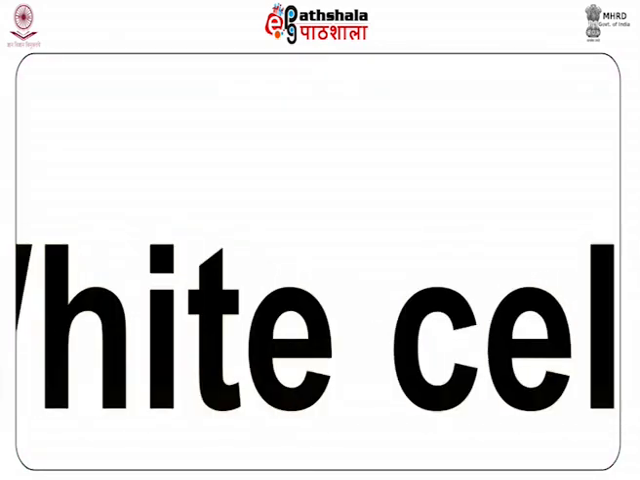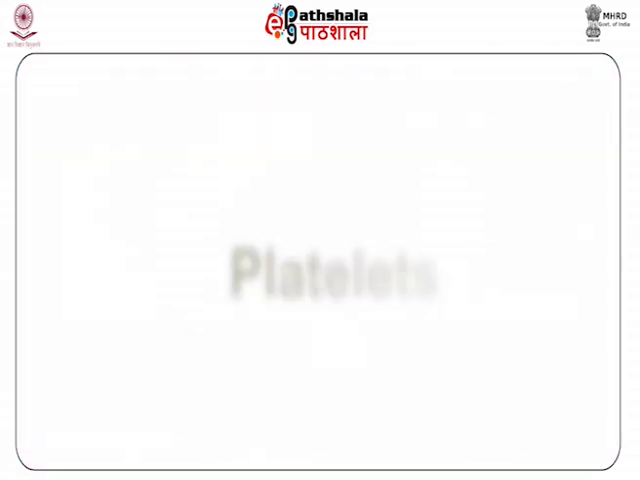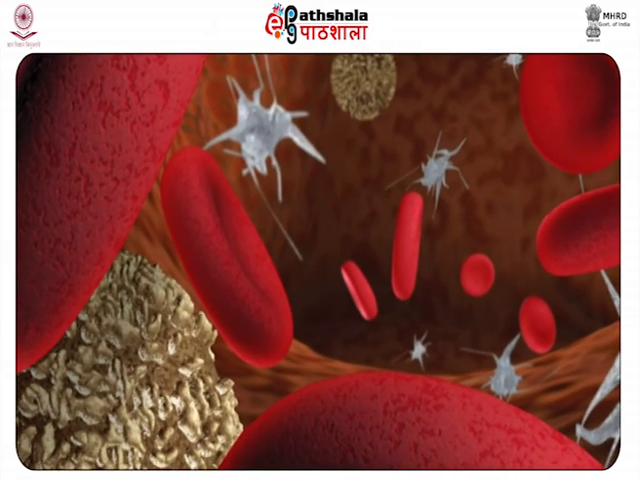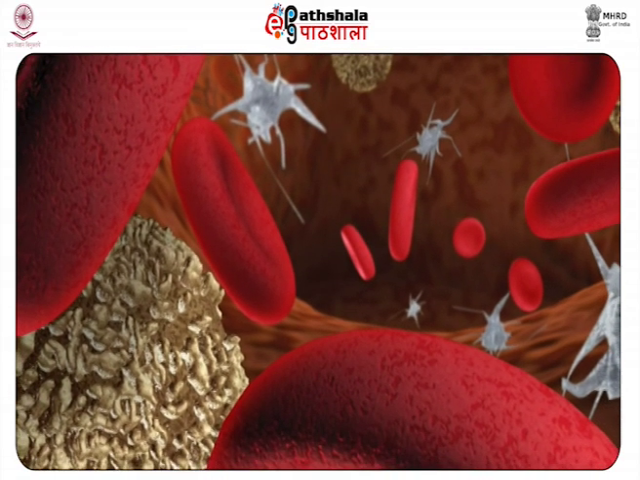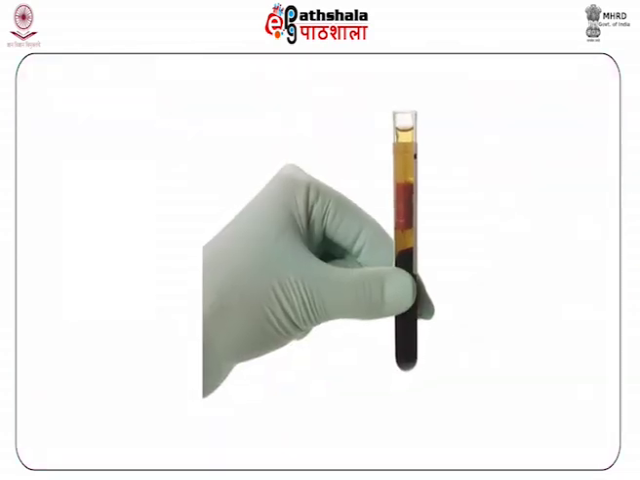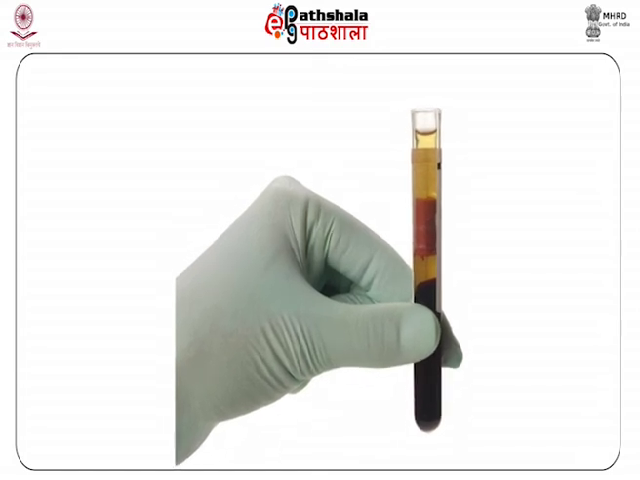White blood cells. The number of white blood cells is about 4 to 11,000 cells per microliter. They resist the attack of diseases. Platelets. The number of platelets is about 5 times that of the white blood cells. They facilitate the blood clotting. Serum. Plasma and serum are a complex mixture of proteins, minerals and organic compounds dissolved in water.